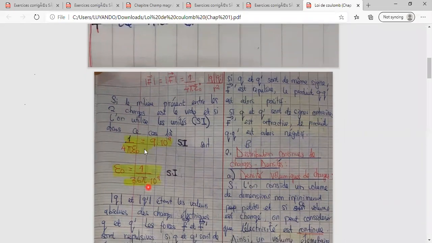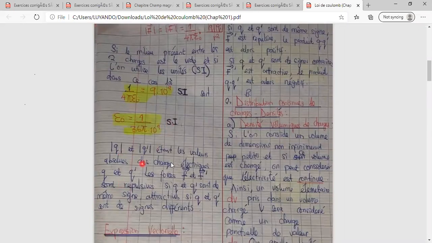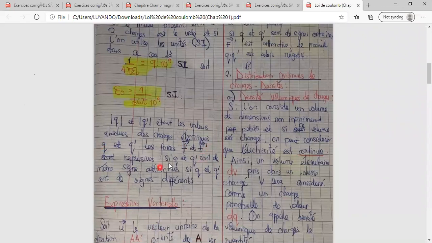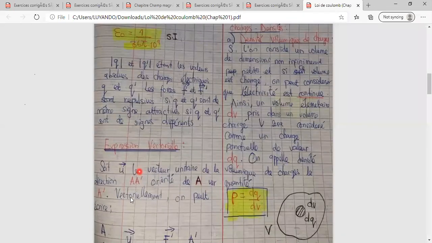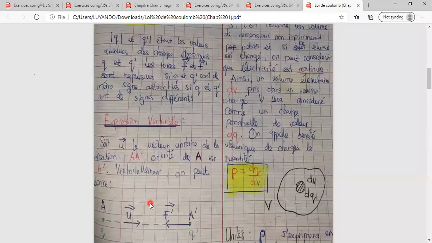So we move. We have Q and Q prime being the absolute value of the electric charges, and the forces F and F prime respectively. This and this are repulsive if Q and Q prime have the same sign. As I mentioned, if we have positively charged particles together, they will repel, which is what we're seeing here, because the force will be in the same direction. And this is what this is talking about.